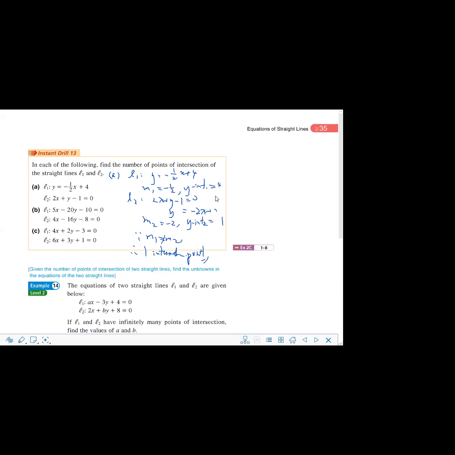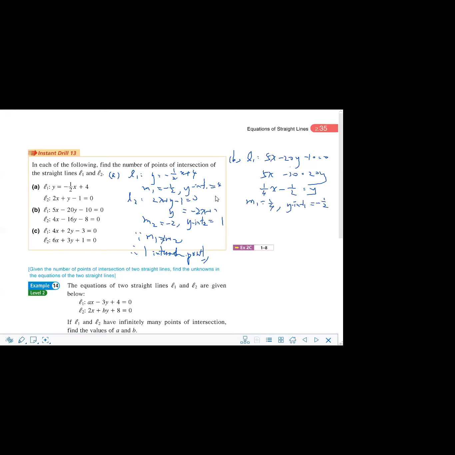Answer. Okay, part B. For L1, 5x minus 20y minus 10 is equal to 0. Keeping y on the positive side, which is here, and then dividing the 20 to the left, it becomes 1 over 4x minus 1 over 2 is equal to y. So m1 is equal to 1 over 4 and y-intercept 1 is equal to negative 1 over 2.